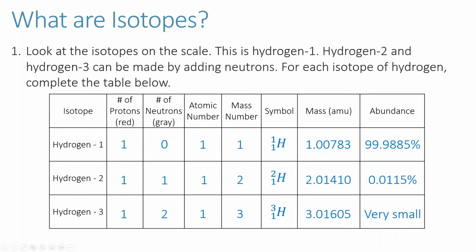And if we look on the periodic table of elements, the mass for hydrogen is given as 1.008. So that's because this is a weighted average. Almost all of the hydrogen in the universe is hydrogen 1. So the average mass is going to be closest to the mass of hydrogen 1. But it's going to be a little bit higher than the mass of hydrogen 1 because we have these really small fractions of these heavier isotopes.